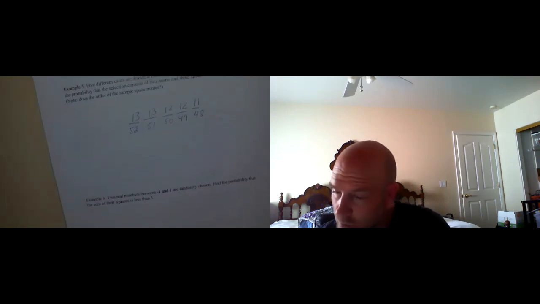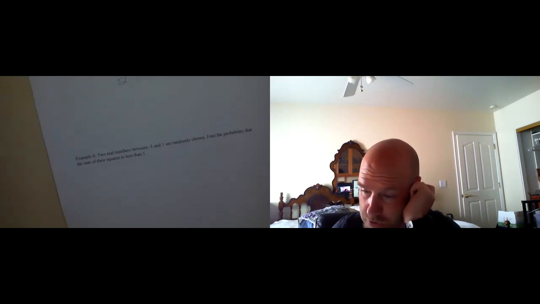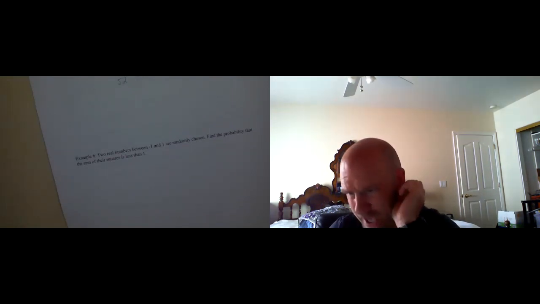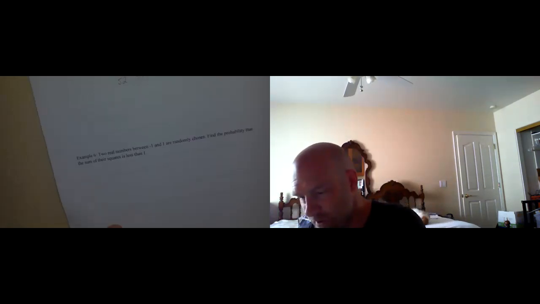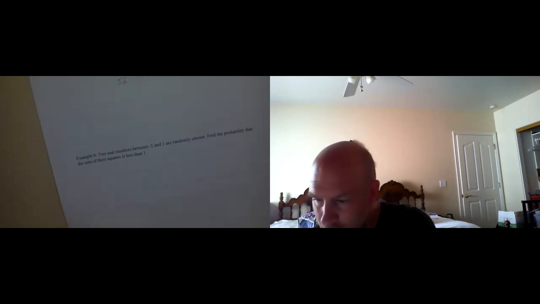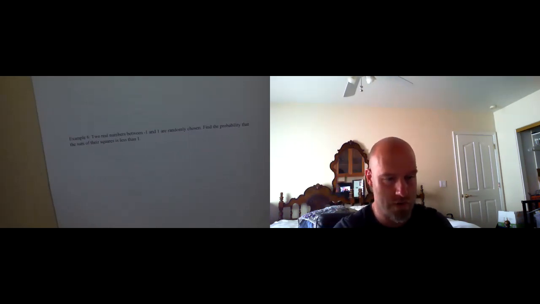Hey, 2 numbers between -1 and 1 are randomly chosen. Find the probability that the sum of their squares is less than 1. Holy cow. Okay, that is a good question. In fact, I think that is good enough that I'm going to have to pause and contemplate this one a teeny bit. So I am going to do so.